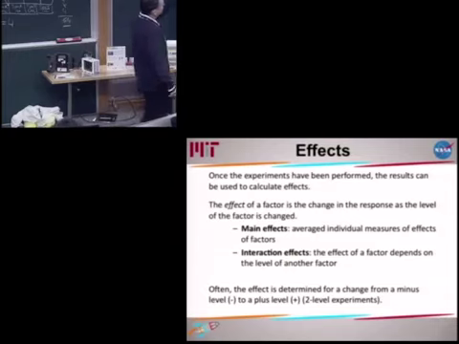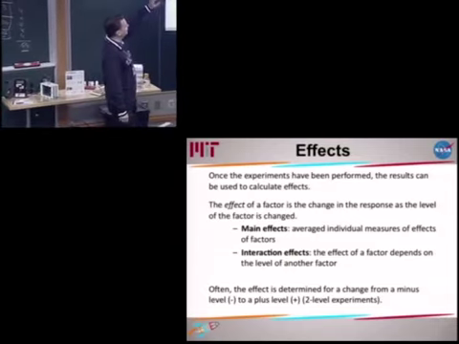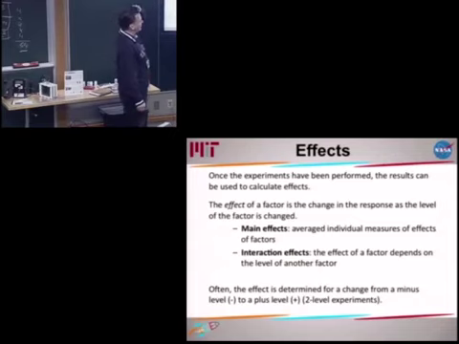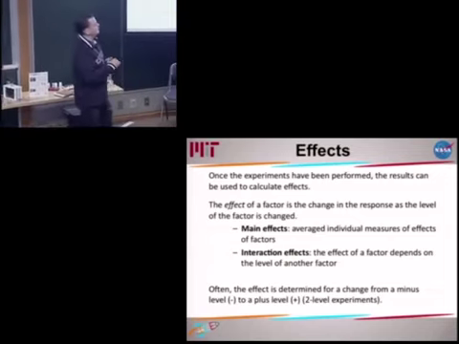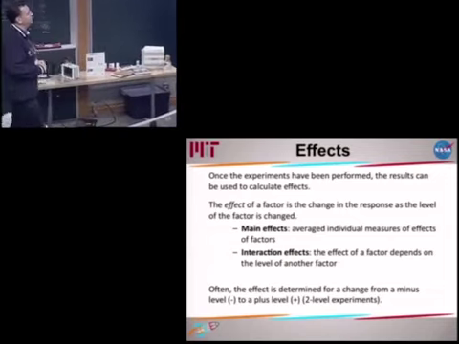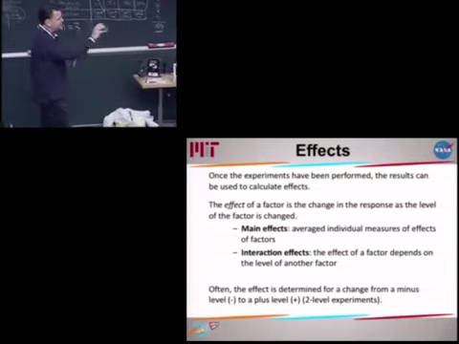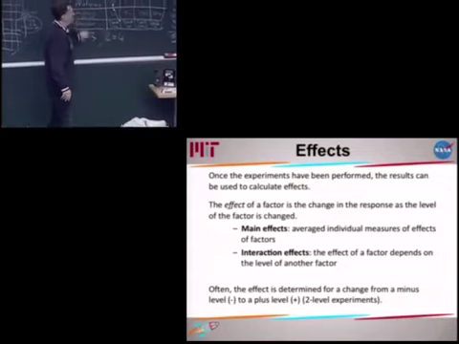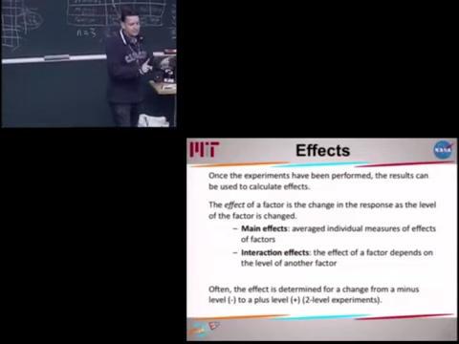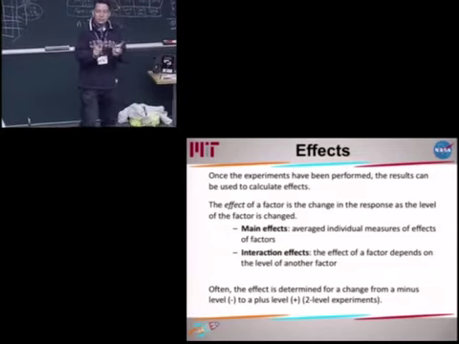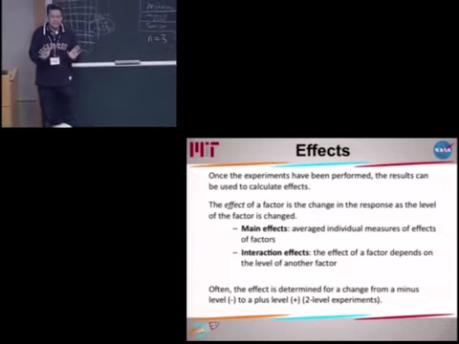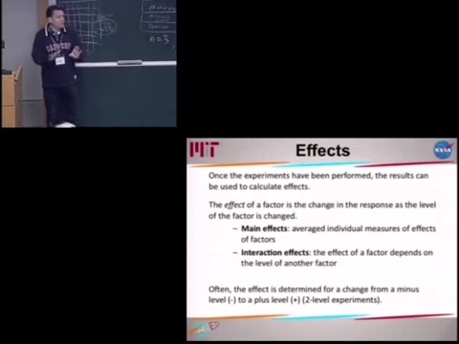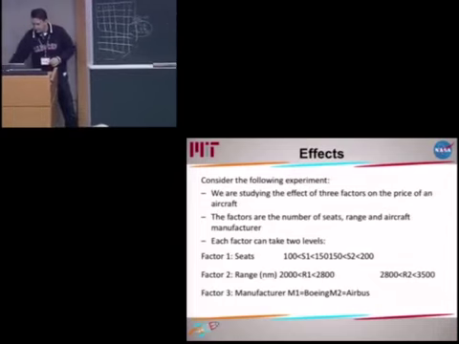So the effect of a factor is the change in the response when the level of the factor is changed. And there are two types of effects we're interested in in experiments. One is main effects, which is the average impact that a particular design knob has on the overall outcome. And then we have interaction effects, which are a little more subtle. That's how two knobs in your experiment interact with each other. If they don't interact, the interaction effect is 0. But if it is significant, it could be positive or negative. So I have an example I can take you through.